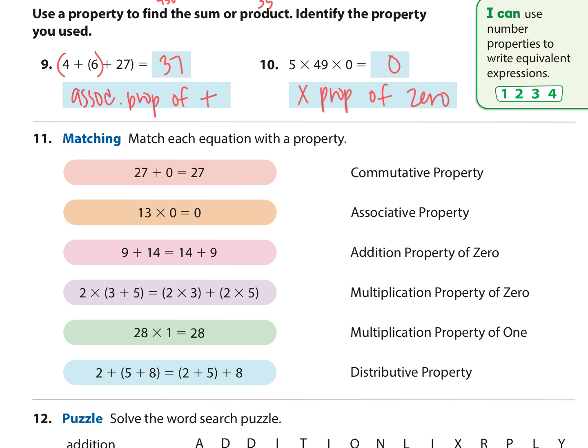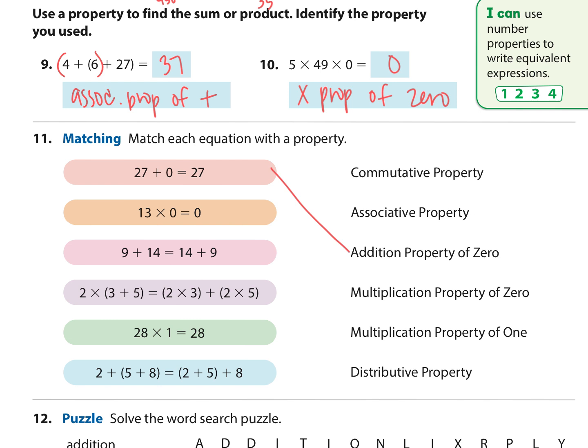Okay, the first one, I have that peachy color. It's an addition symbol. All right, so I have 27 plus 0 equals 27. That is not commutative. It is not associative. It is addition property of 0. Very good. So we should have a line going here.